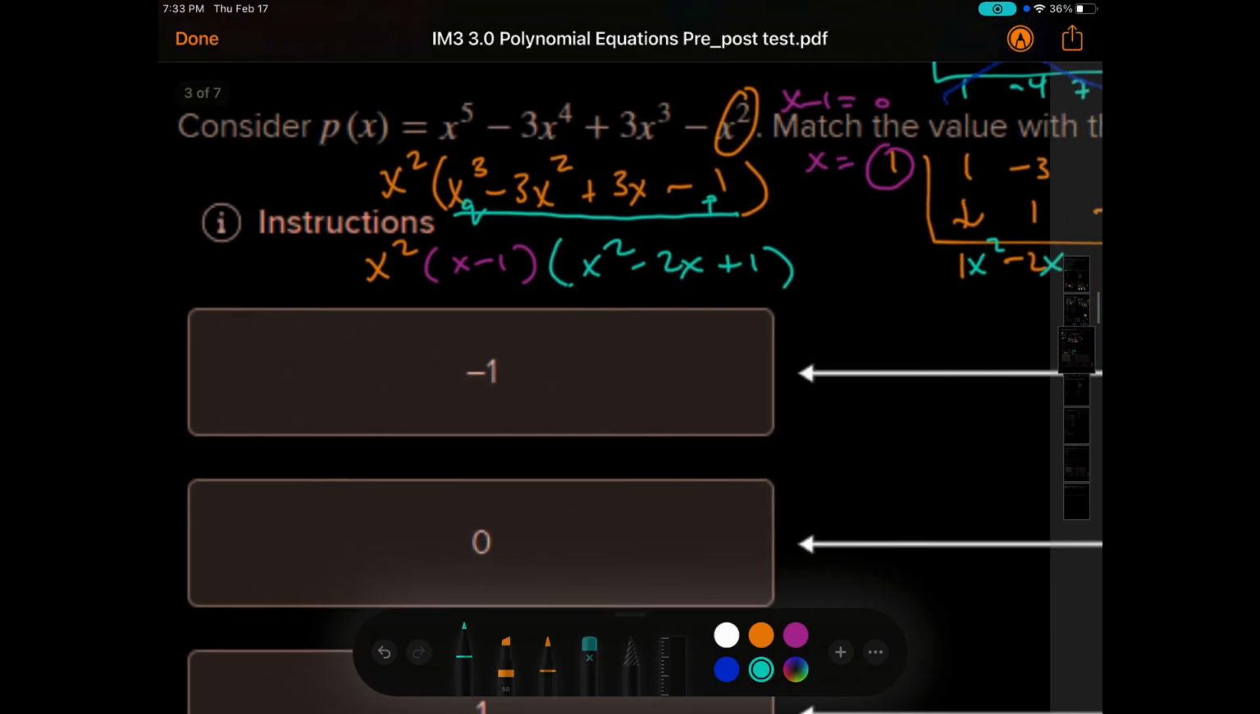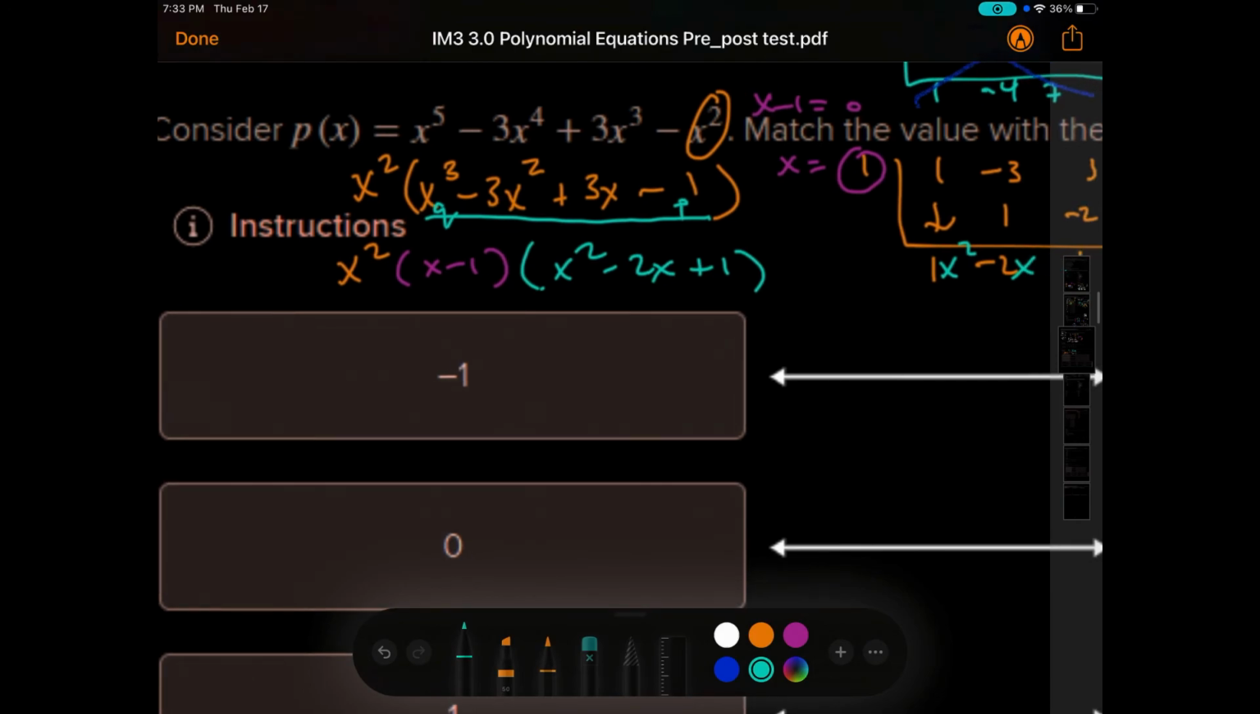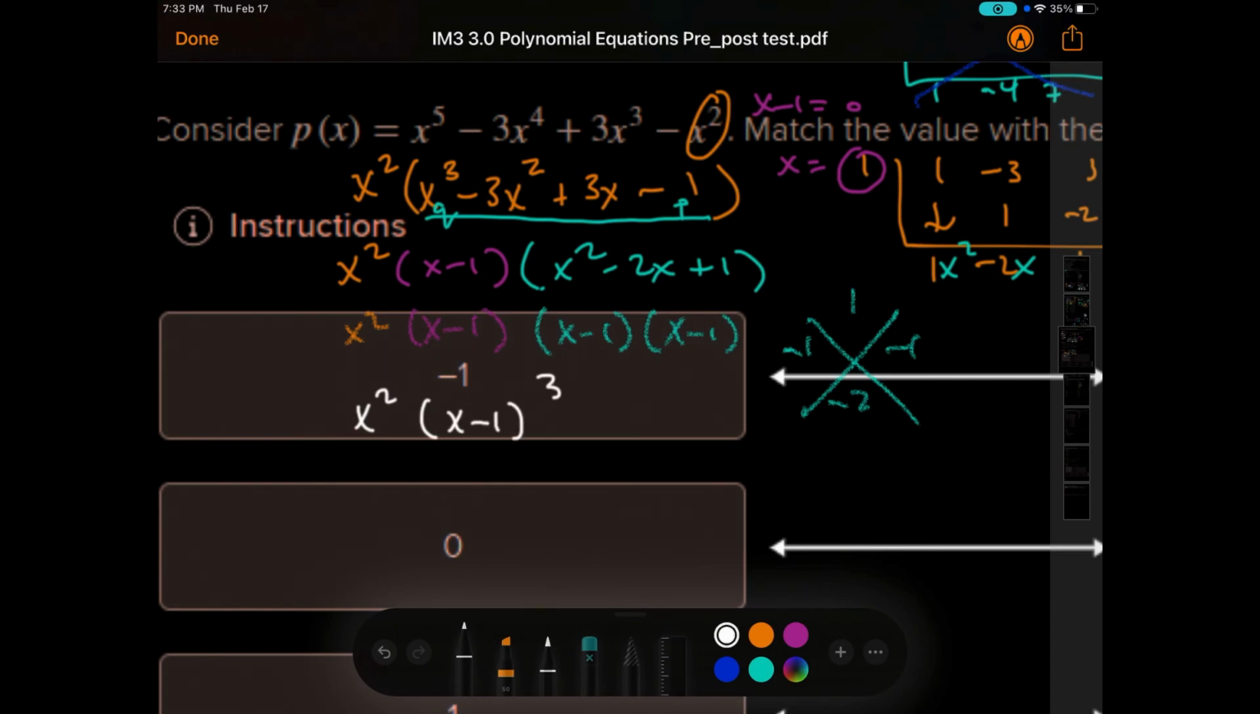And then you have a quadratic here, and then I can just factor that again. So let's go ahead and factor that. There in blue, a times c is 1, b value is negative 2. My two numbers are negative 1 and negative 1. Negative 1 times negative 1 equals positive 1, and negative 1 plus negative 1 equals negative 2. So I'm going to write x minus 1, x minus 1. And so our final answer, or the best answer we can have here, is x squared times x minus 1 to the third power.